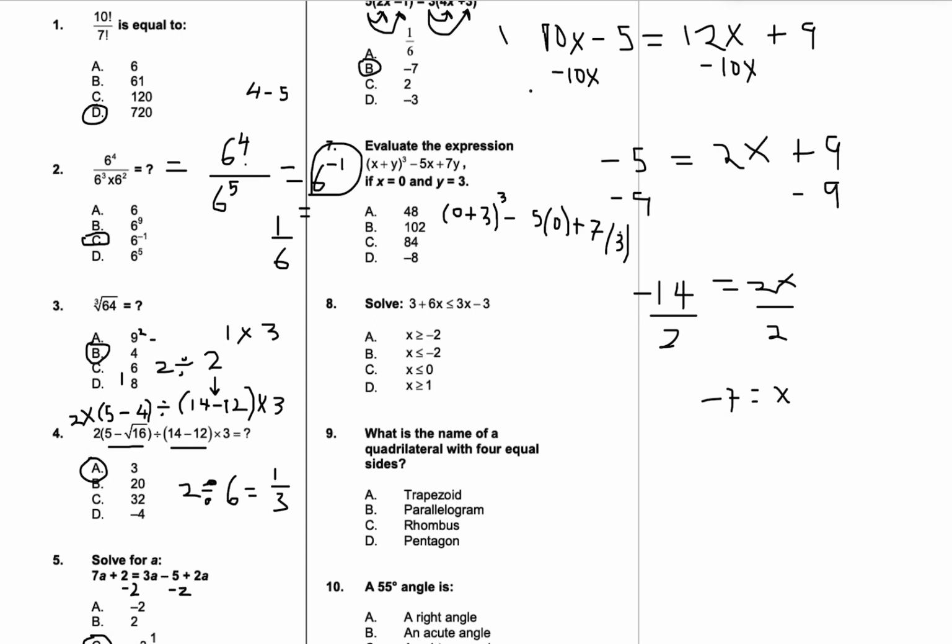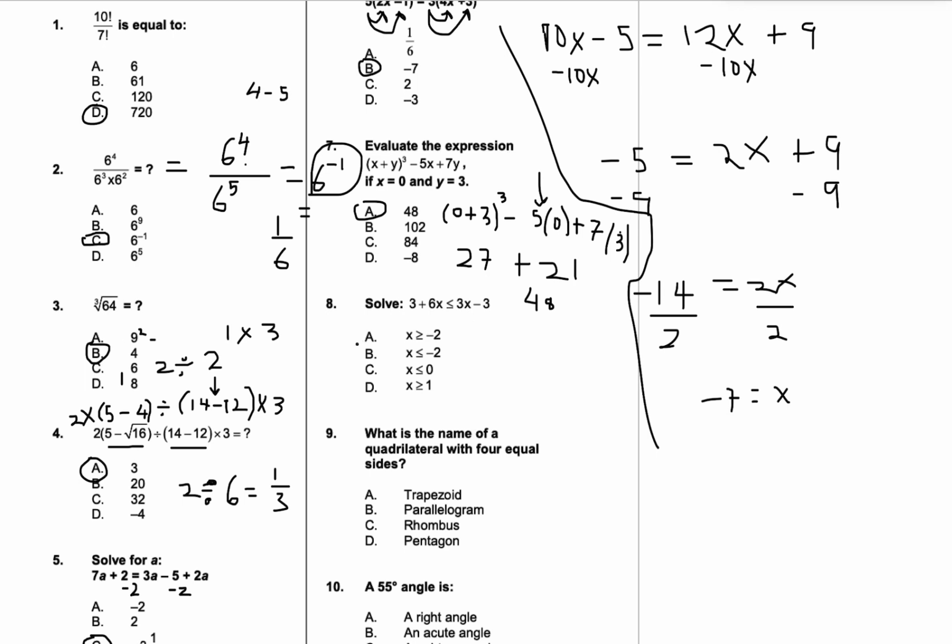Also, let me put a border here just so we don't confuse ourselves. So 3 cubed, that should be 27. So 3 is 9, times 3 should be 27. So we get 27 here. And then 27 plus 21, right? Because this will go to 0. 5 times 0 will be 0, and then 3 times 7 will just be 21. And then you add this together, you should be able to get 48. So the answer should be A for this one.